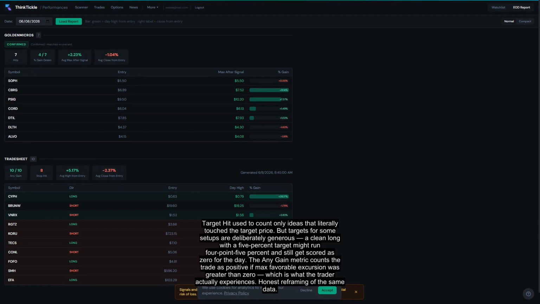Target hit used to count only ideas that literally touched the target price. But targets for some setups are deliberately generous. A clean long with a 5% target might run 4.5% and still get scored as 0 for the day. The any gain metric counts the trade as positive if max favorable excursion was greater than 0, which is what the trader actually experiences. Honest reframing of the same data.